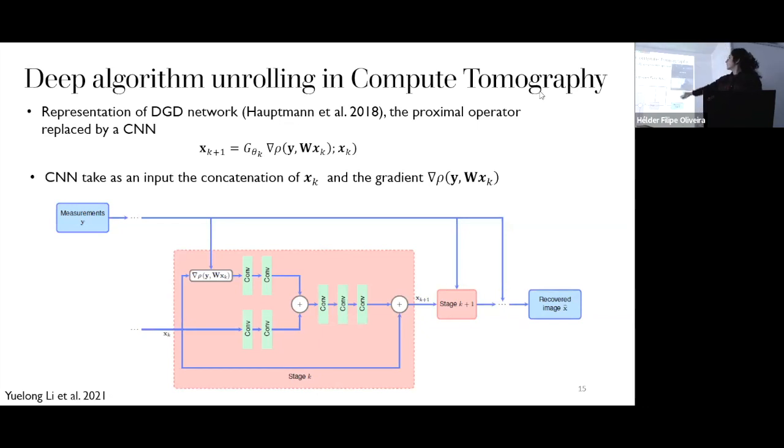And this is the specific case of the representation of the deep gradient descent network, where the G was used as a CNN network, and they are optimizing the parameters of it. The input of the convolutional network was the concatenation of x and the gradient that is a function of the observation in the dictionary.